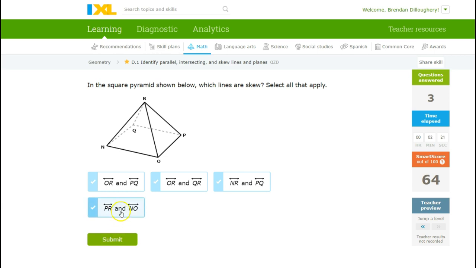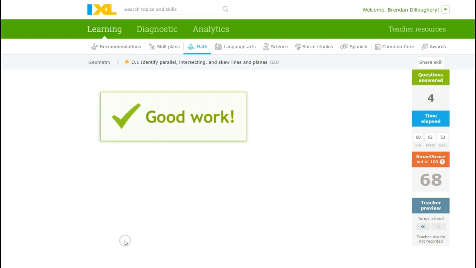Oh, this is interesting, a pyramid. So OR and PQ. This OR goes up and up and up and away, and this baseline back here, QP, never hits it. So that's skew. These both have an R in it, so they intersect at R. They're not skew. NR and PQ. So N to R and P to Q, that's the same as the other one. One's going up through the tip and keeps going, and one's a different base, so they will never meet. PR and NO, that one is also skew.